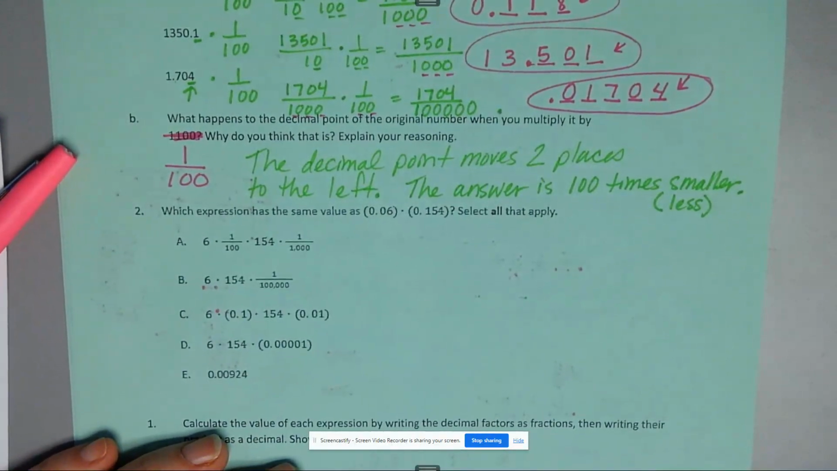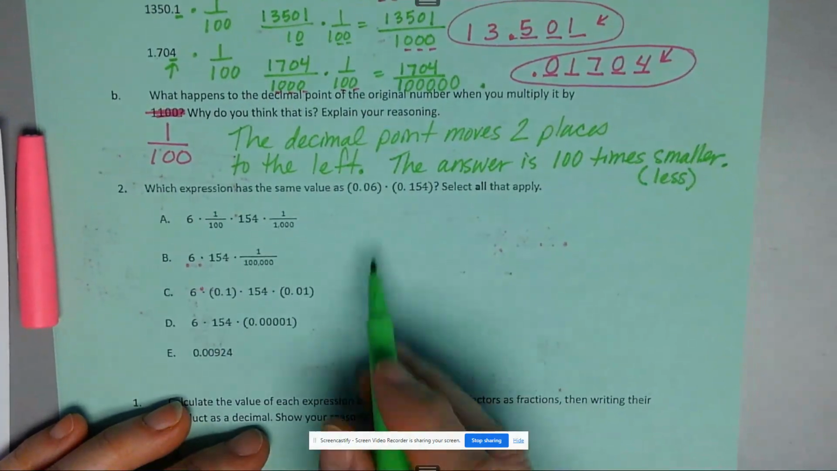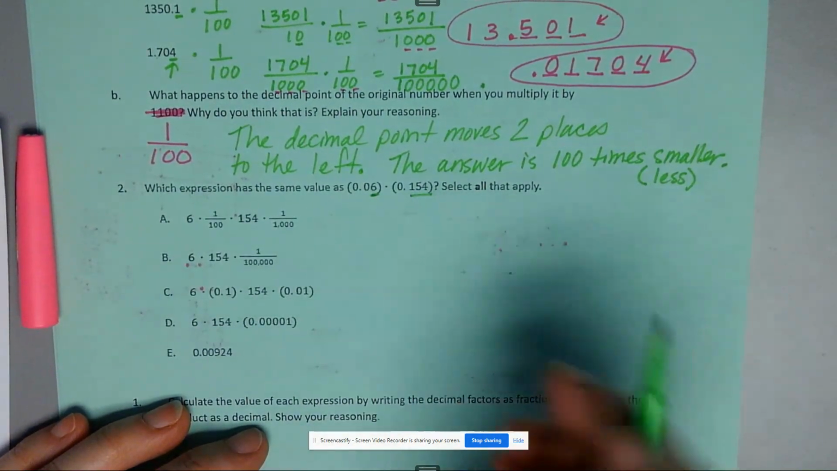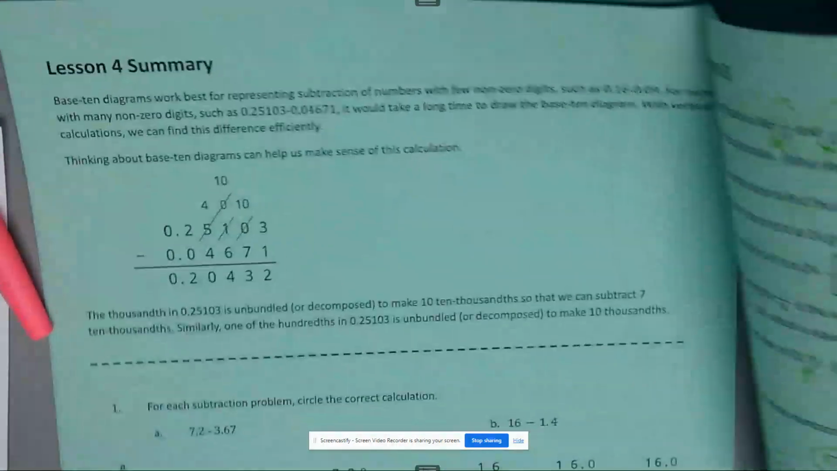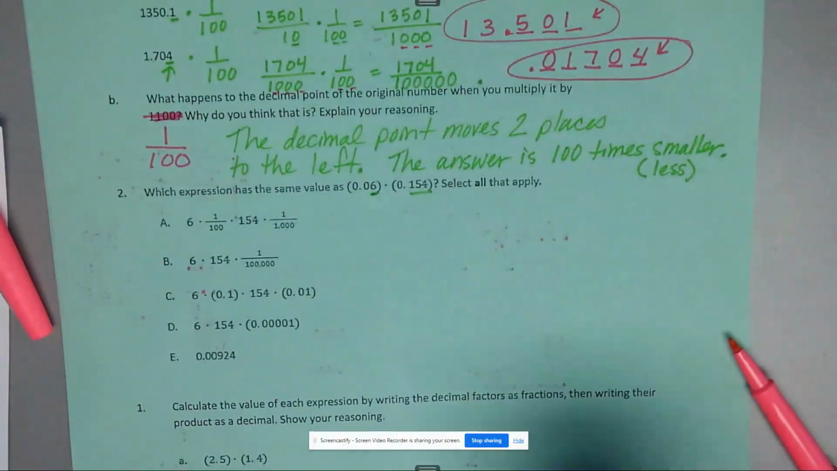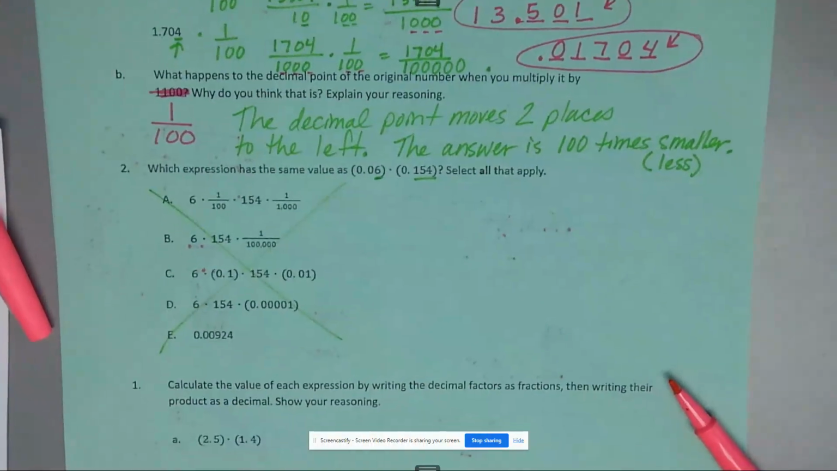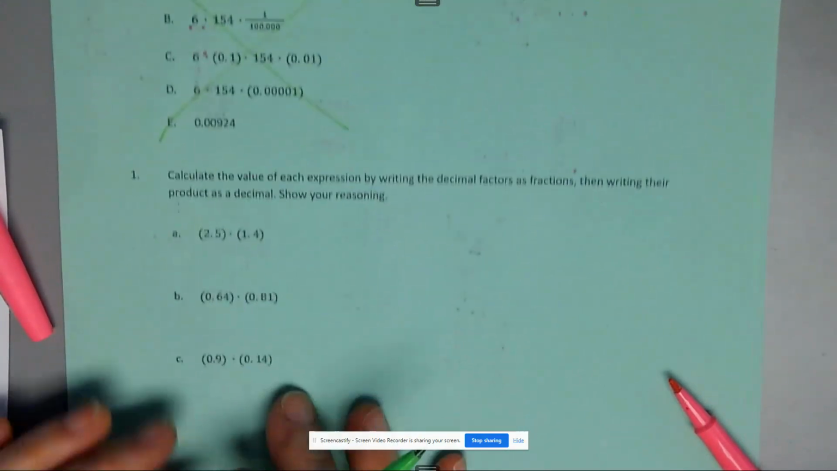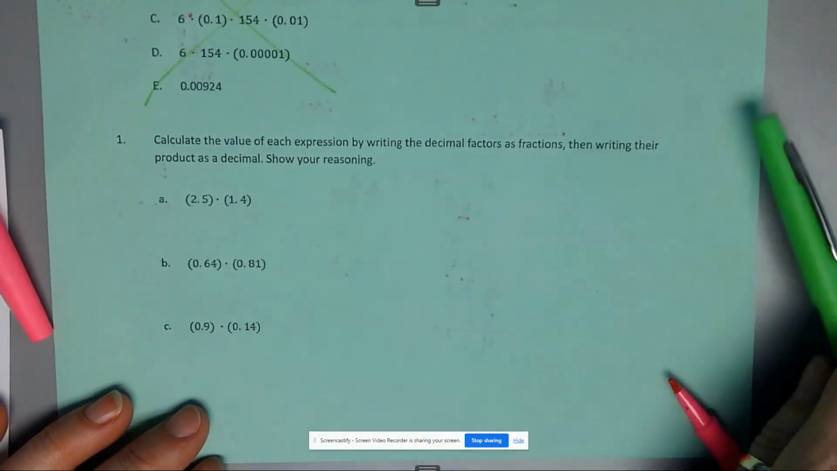All right. Which expression has the same value? So same type of problem we just did. You need to do 6 times 154. Did we just do that same exact problem? All right, so I messed up. For some reason, that's in there twice. Oh, well. And then you can do these.